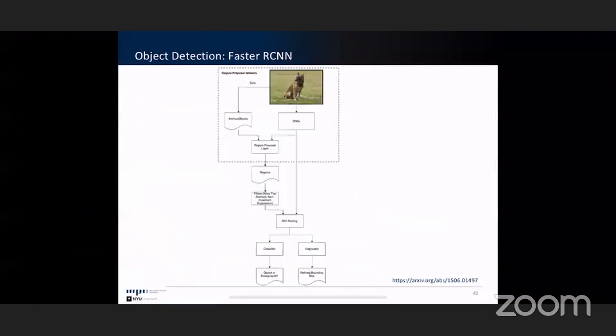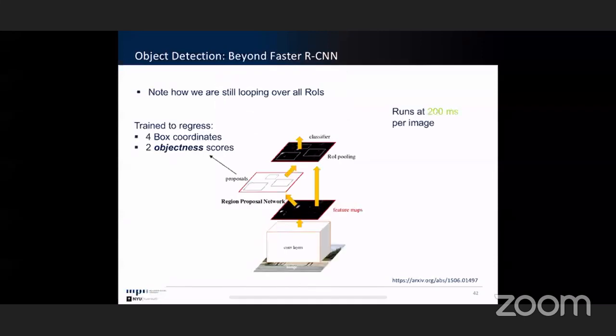So you see here, this is kind of a representation that says, okay, you have your input image, the top part is your region proposal network, so you put it in a CNN, you have your anchor boxes, that is what you then use to train your region proposal, then you have your regions, which is coming from your RPN, and then you loop over all those regions and put it into your ROI pooling. One thing to note is that we're still looping over all the ROIs, right?